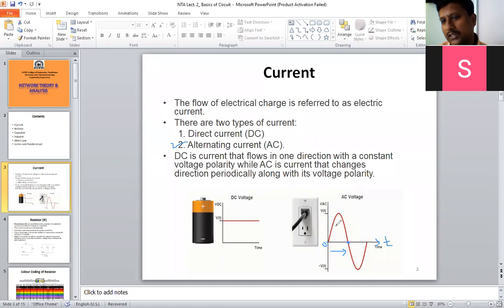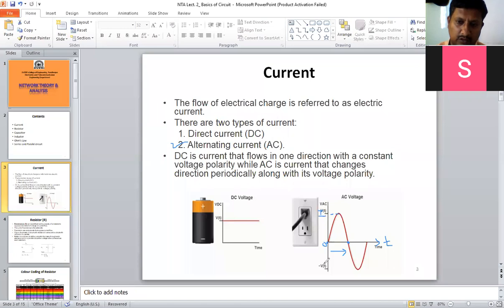If we are observing this waveform, then we can say that the phase is 0 degree, because it is starting from 0. Next, the amplitude is continuously changing. The maximum amplitude we can say is V of t here. With respect to current, it is I of t.